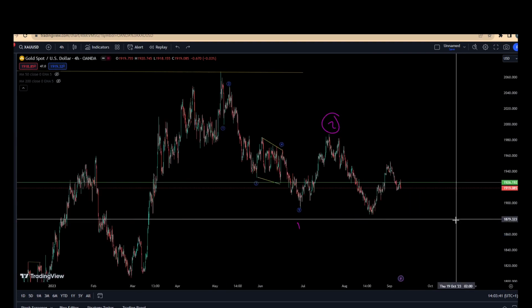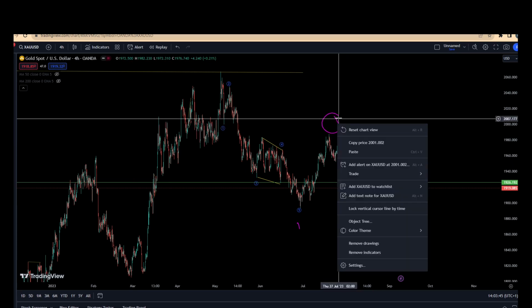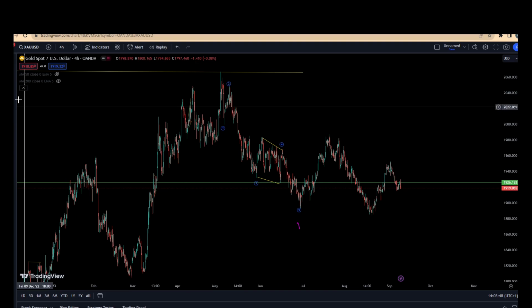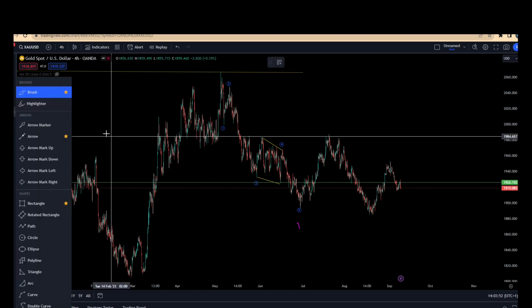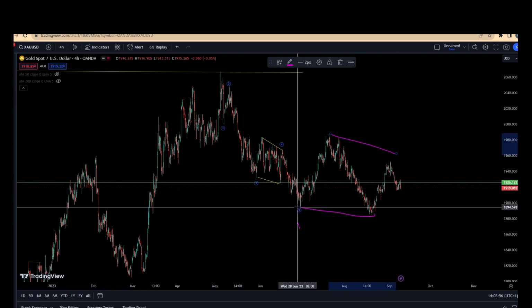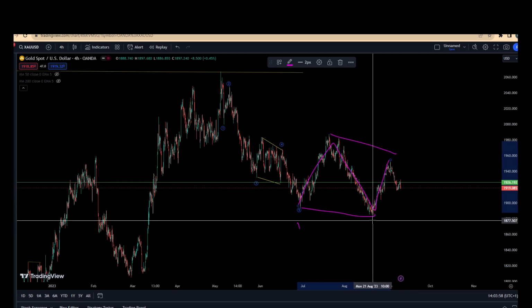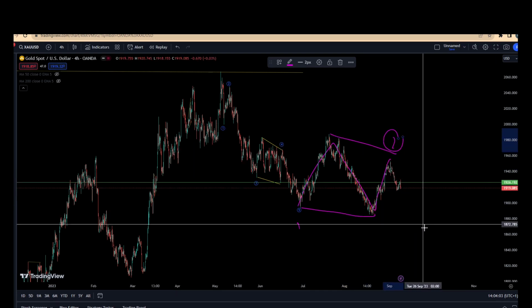At the same time, we could expect where we are currently right now to be an expanded flat, or running flat, where this is the wave 2 right here. So this and this. We have a move like that, which is in 3 waves, and we could see this be the wave 2 finishing, and we could start the wave 3 coming in now.